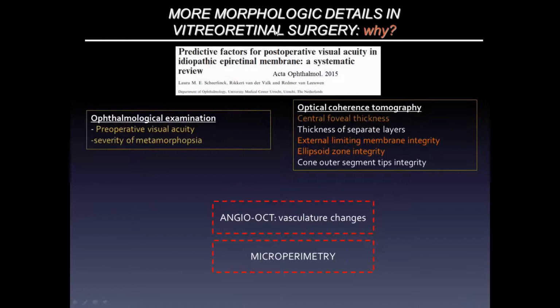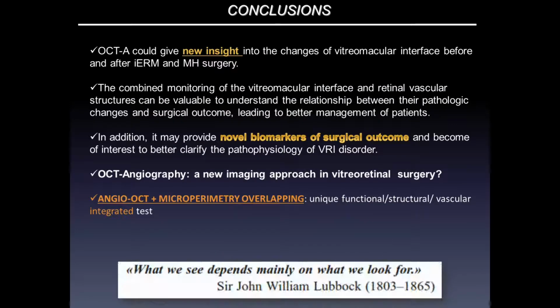So why are we doing all these exams? Because up to now we have been performing the ophthalmological examination. We perform OCT, we examine the thickness, the ellipsoid zone, and the integrity of the photoreceptors. Maybe today we have to add to this exam the AngioOCT, because also in surgery it's very important to have some more parameters to give the patient more information about the prognosis of the problem. And of course, also some functional exam, very important, like microperimetry.